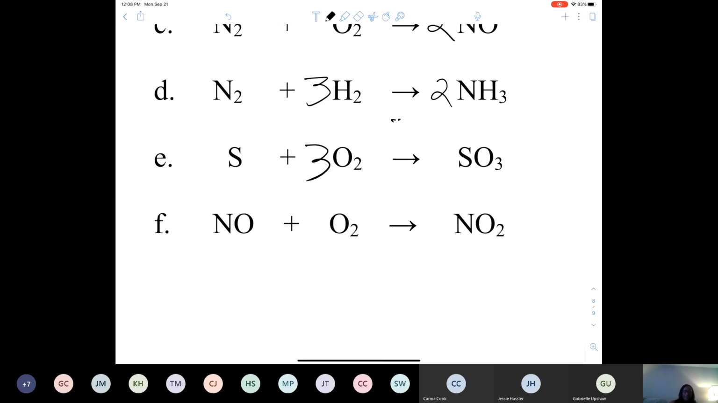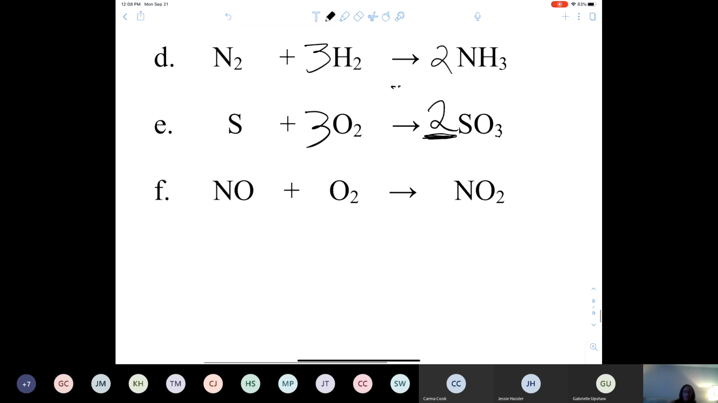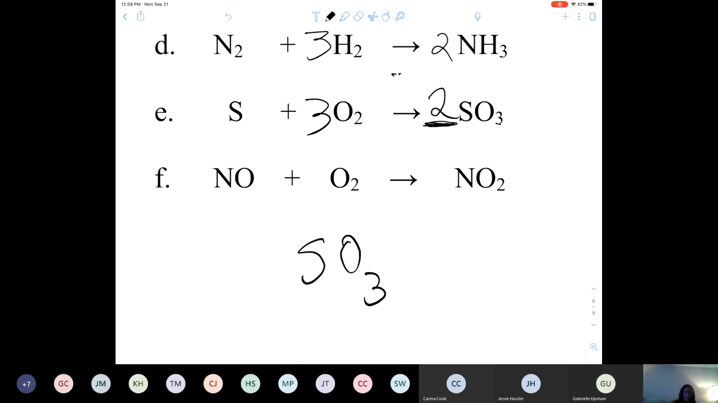So that means we've got 6 oxygens now on the left, but we only have 3 on the right. So what must we put here to balance the oxygens? 3? 3 times 3 is 9. We need a 2. So 2 times 3 gives us 6. Remember this saying we have 2 SO3s. So if I've got 2 SO3s, that's saying SO3 plus SO3. So that gives me 3 plus 3, which is 6.